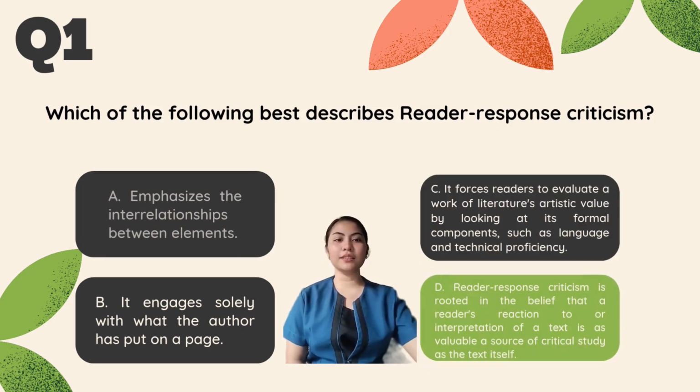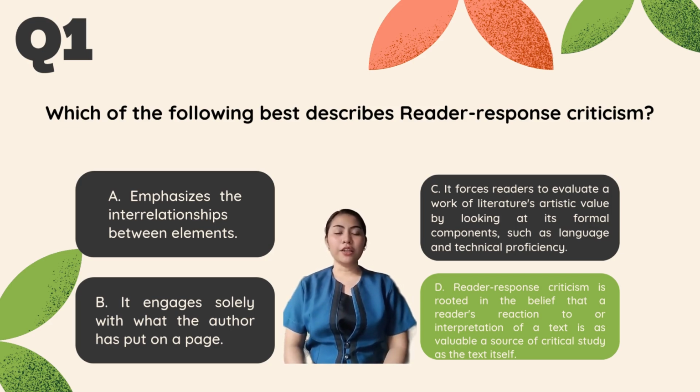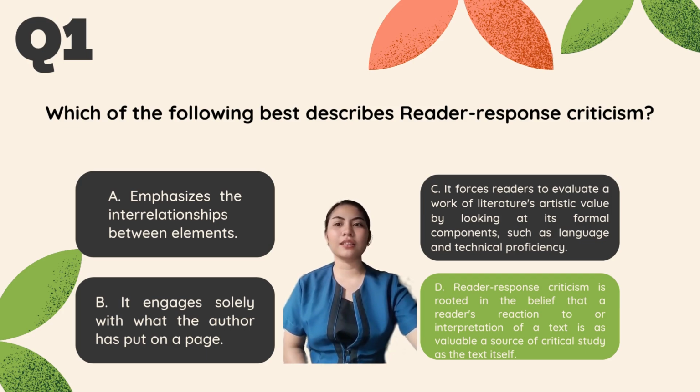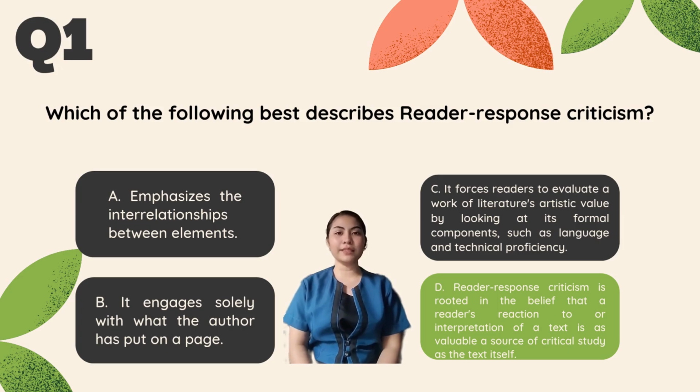The correct answer is letter D. Basically, reader response criticism is exactly what it sounds like, criticism based on the reader's response to the text. So now let's discuss letter A. Letter A is structuralist criticism. Letter B is part of new criticism. And letter C is formalism.